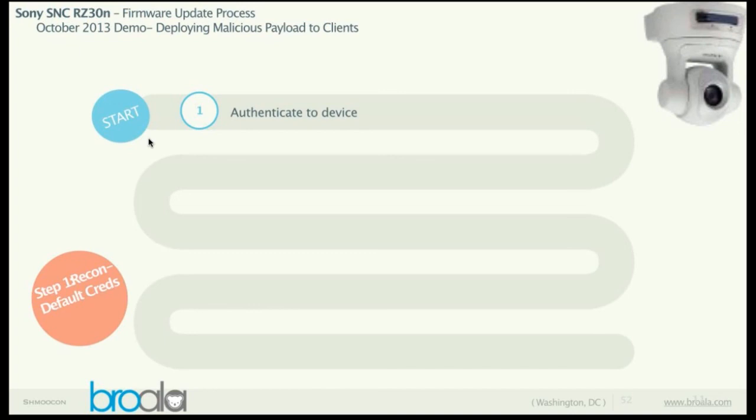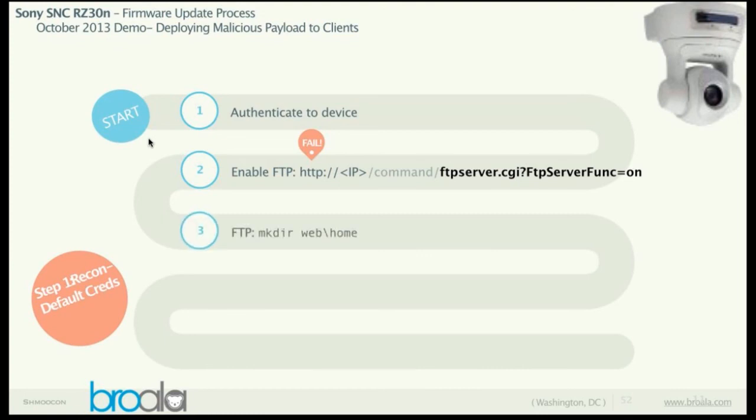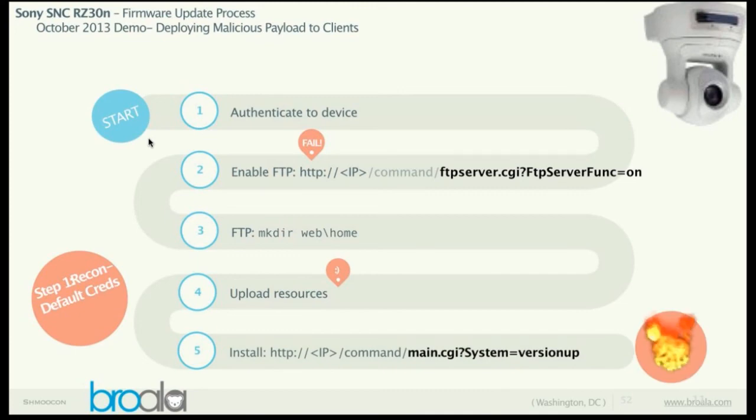It authenticates to the device. So in my case, I scanned for devices that had default passwords. And you enable an FTP server with that secret FTP command right there, that CGI command. And then you can upload whatever you want to that directory, and then you simply call another hidden CGI command, and it will install whatever you've just uploaded.